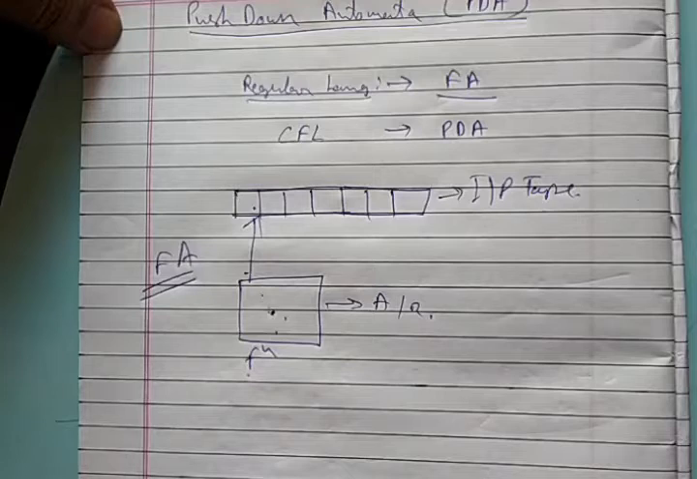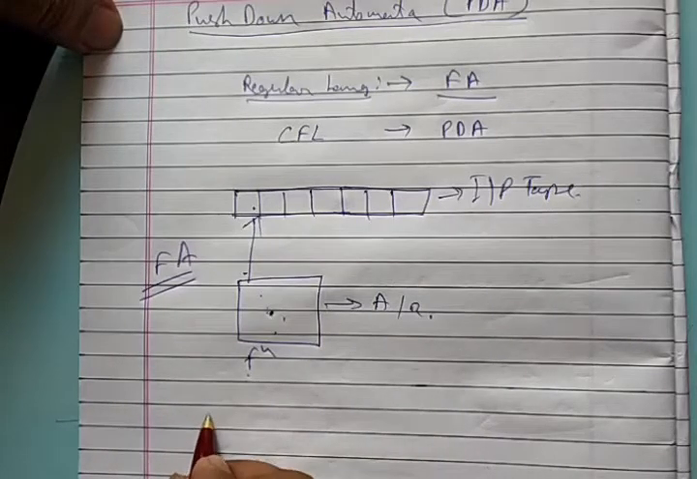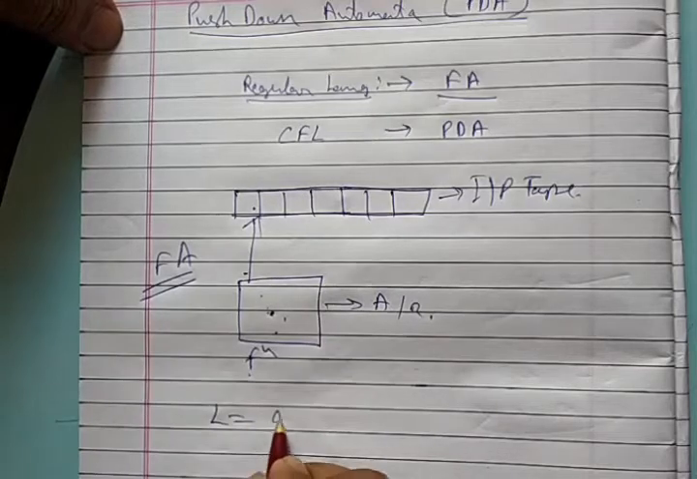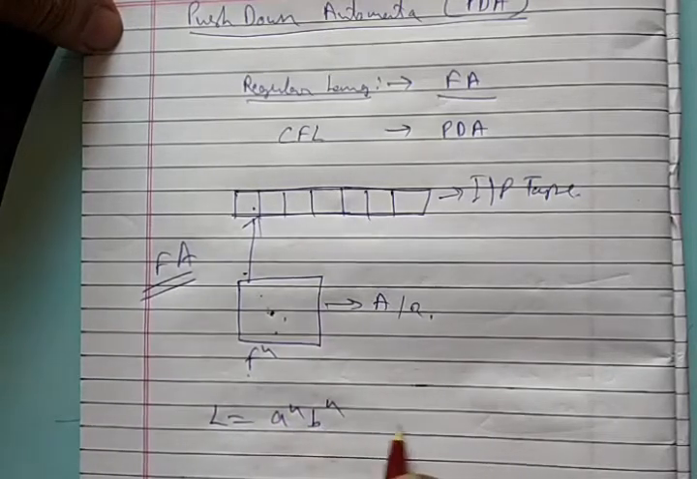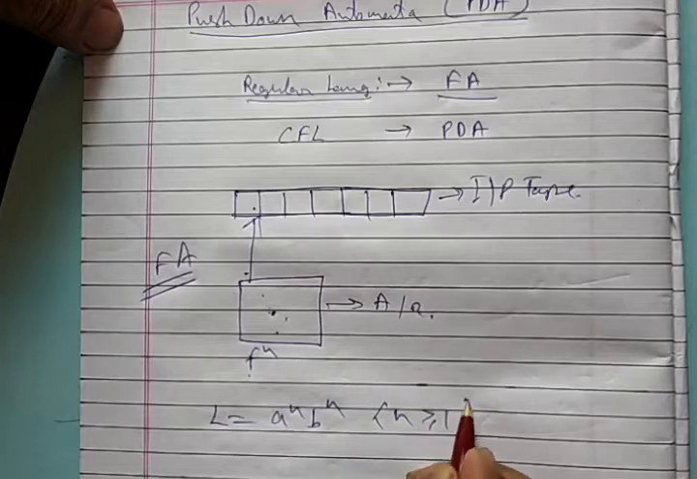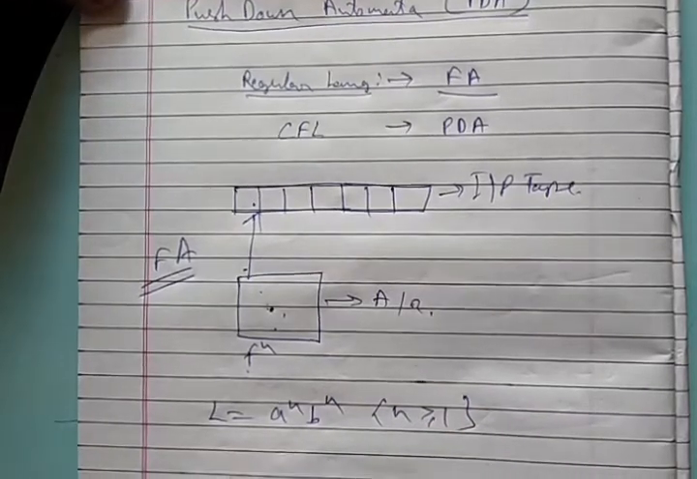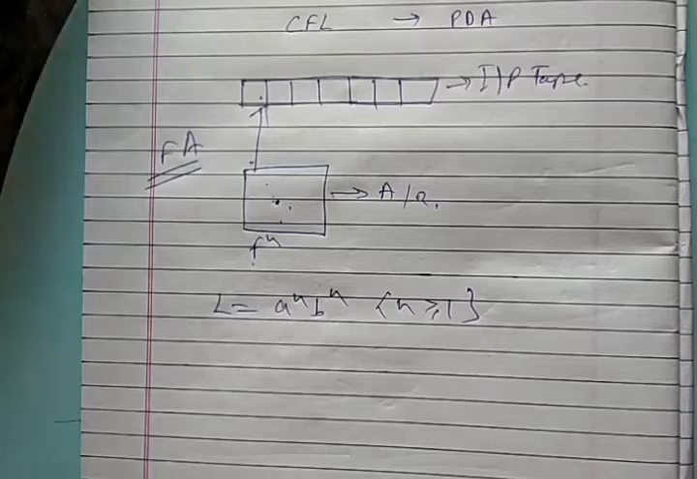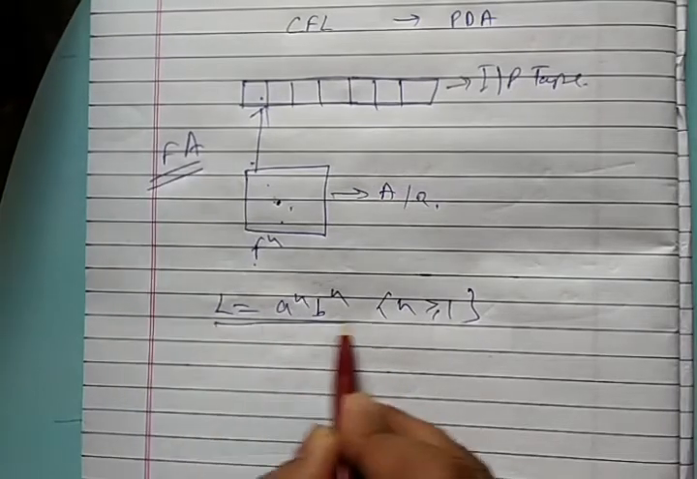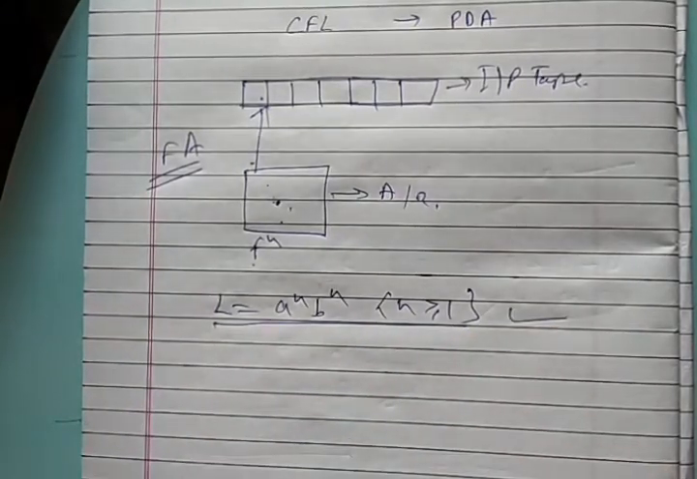Now, what was the drawback of finite automata? We had already discussed the pumping lemma of regular languages, and we had picked that the major drawback of finite automata is that it cannot process one simple language like a to the power n, b to the power n, where n is greater than or equal to 1. We had proved from our pumping lemma for regular languages that this particular language cannot be processed by finite automata. Now, what was the reason behind it?